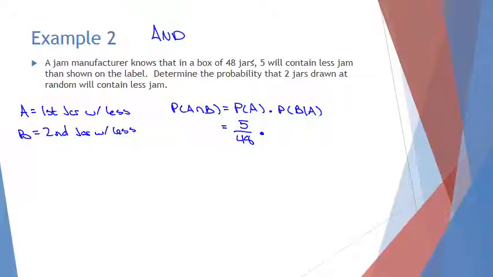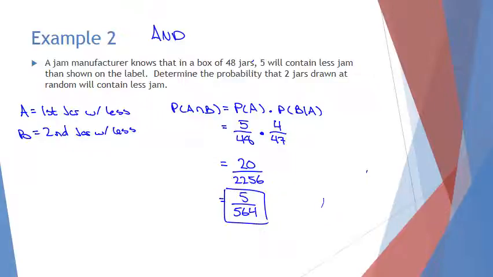Once I've pulled it out, once I go to pull the second one out, now there's only 4 of those jars left. And there's only 47 jars total in this box. So when I go to multiply that now, I'd get 20 over 2,256. And I can actually reduce that to 5 over 564. Again, don't get too lost on the reducing. I want the actual math and the logic behind it.